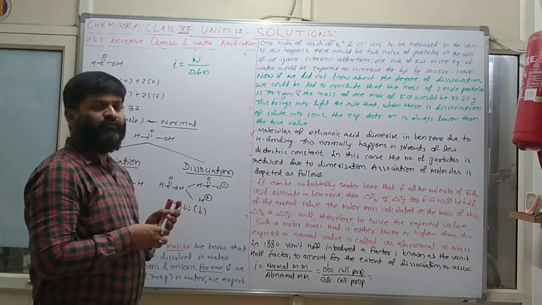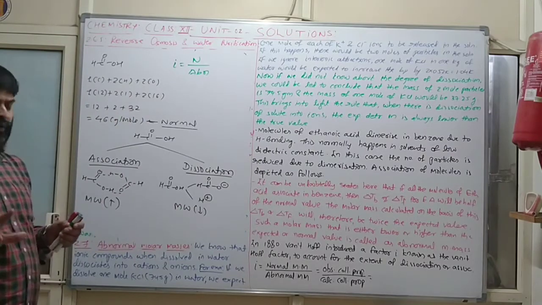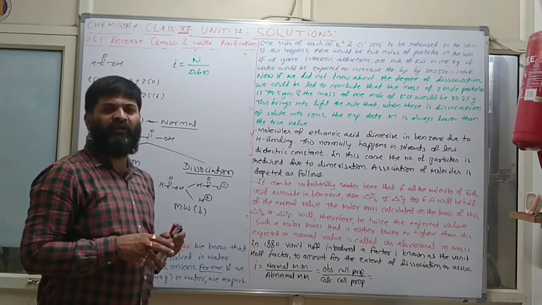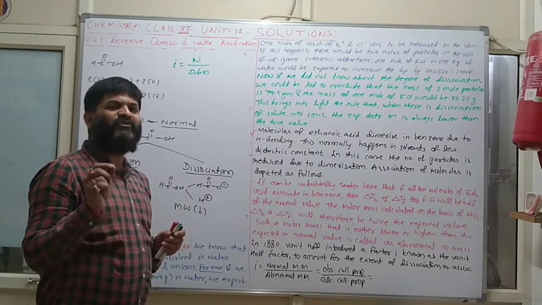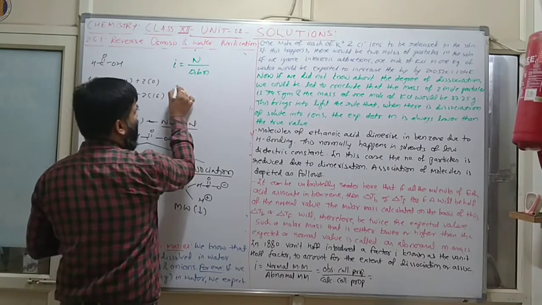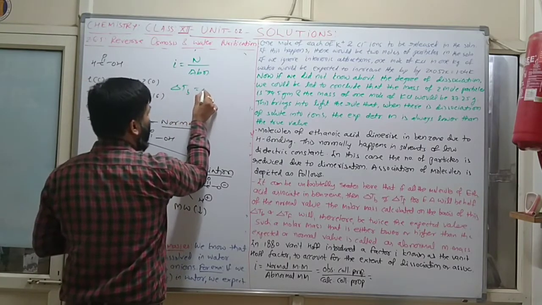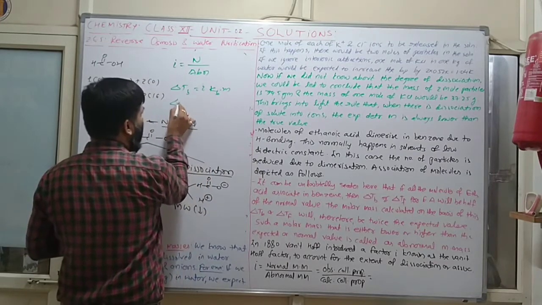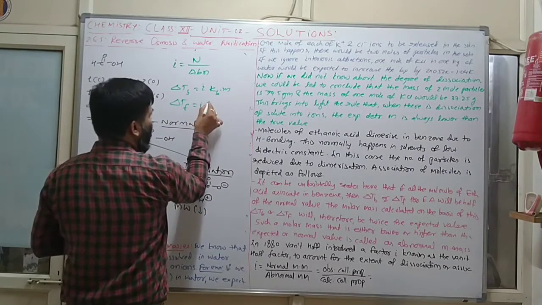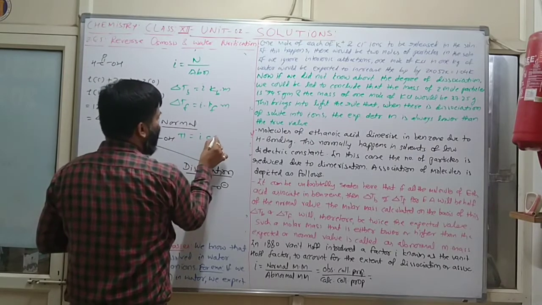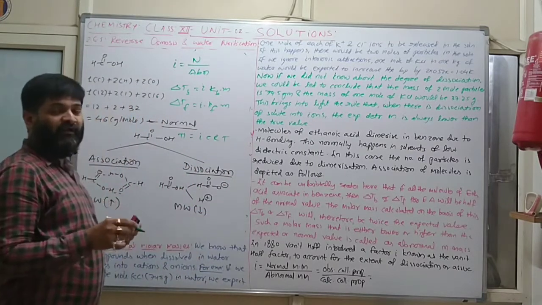So now in case of solution, whatever colligative property comes, it is always related to i. Like what I said earlier, delta Tb is equal to Kb into m, so you have to put i here. Delta Tf is equal to i Kf m, and pi is equal to i CRT. Clear?